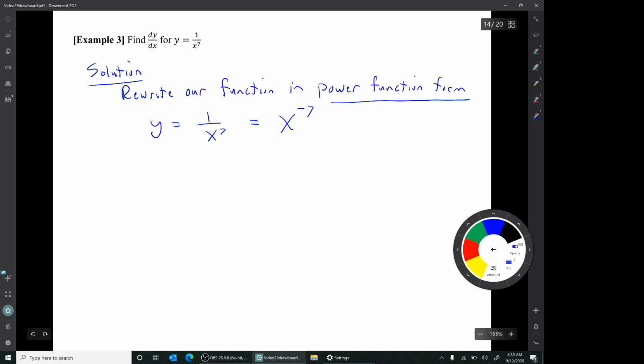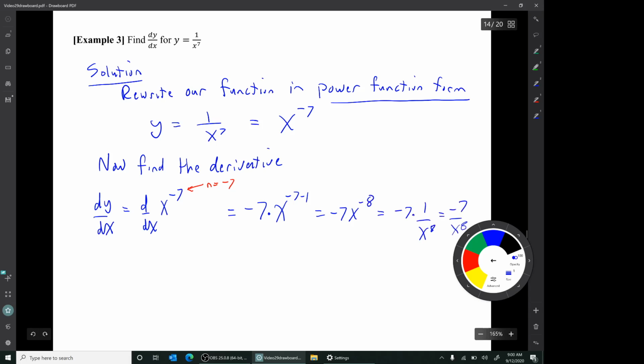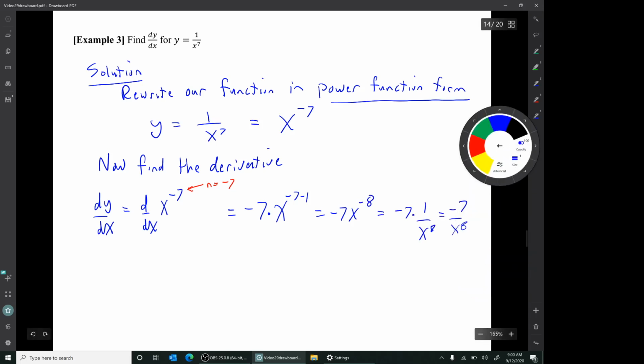So now find the derivative. So notice the same approach. We write down our original function with the d over dx next to it. We identify clearly what the exponent is, what the power is. And so the left side of the power rule has a d over dx in it. The right side of the power rule does not have a d over dx in it, but it has this arithmetic in it.